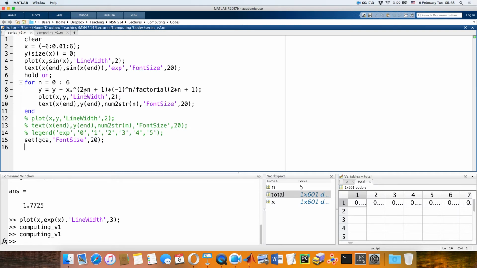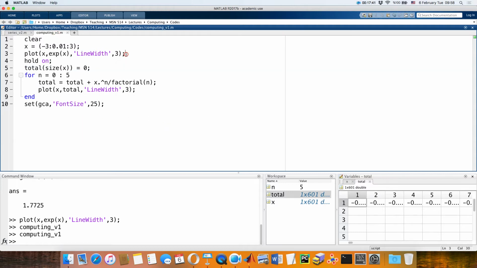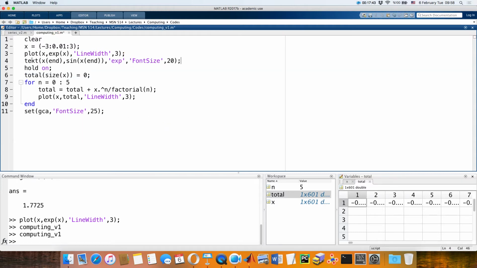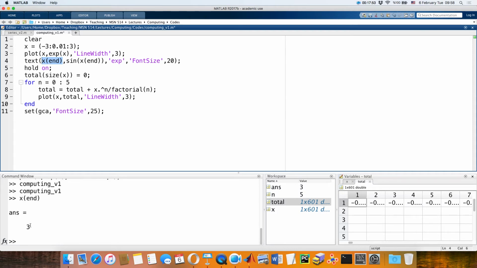Legend is one way of doing it. Yes, very good way of doing it. But I will use this one. So let me just put it over here. It says text, and it says x end. What does x end mean? If I run just that one, it gives you 3, which is the value of x at the end of the vector. Okay.